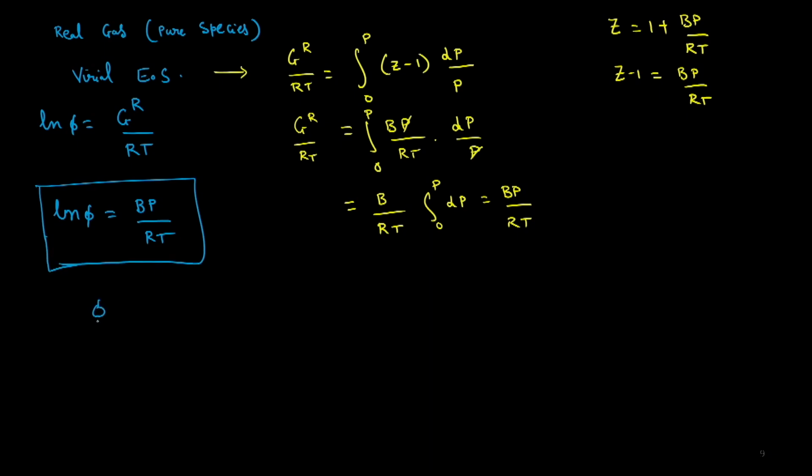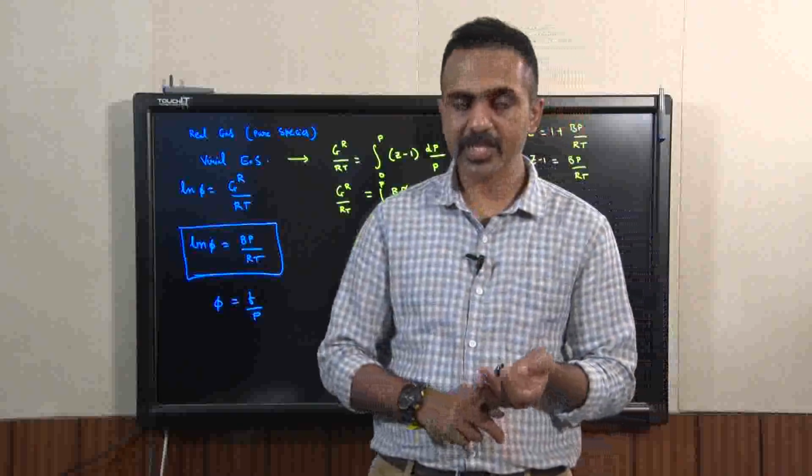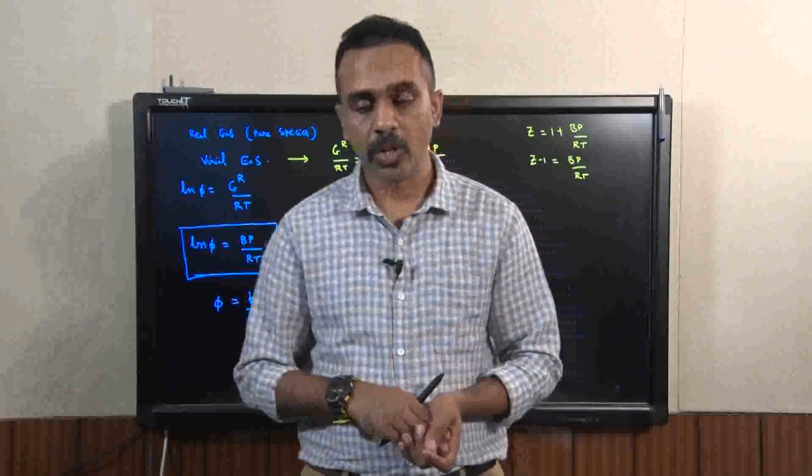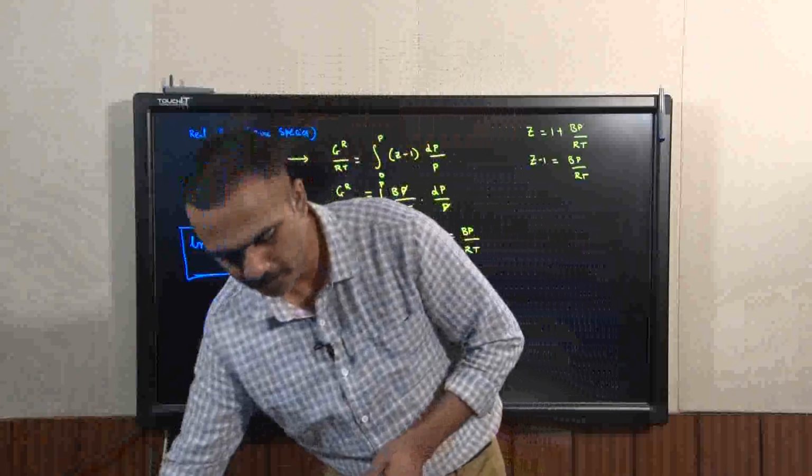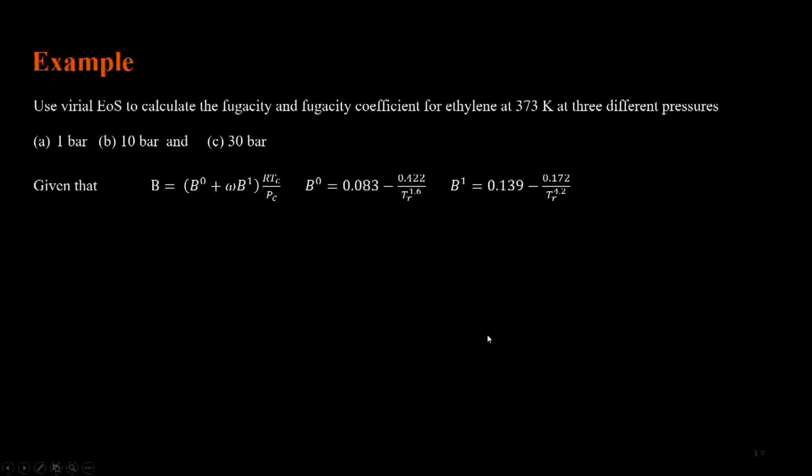Once I have phi, I can calculate the fugacity if I know the pressure. So if I have the virial equation of state and I know the second virial coefficient, then I can easily calculate the fugacity for pure species, right? Let's work on one quick example using this idea. We have a virial equation of state and we want to calculate the fugacity and fugacity coefficient for ethylene at 373 Kelvin, one temperature and three different pressures, 1 bar, 10 bar and 30 bar.